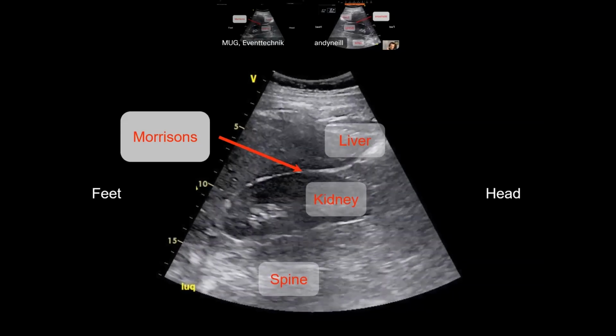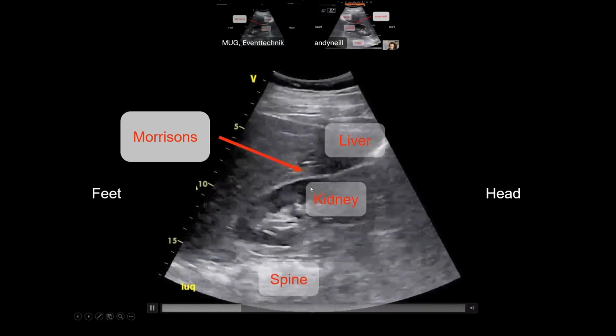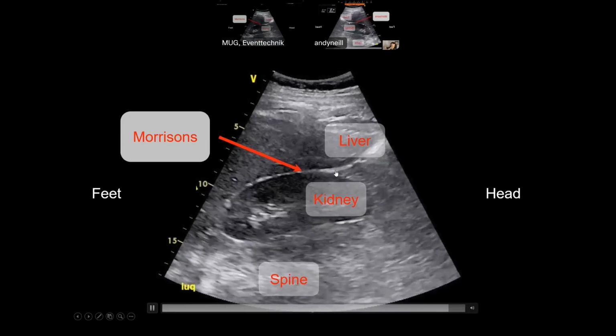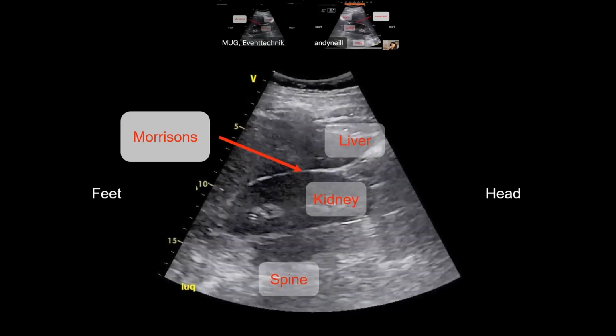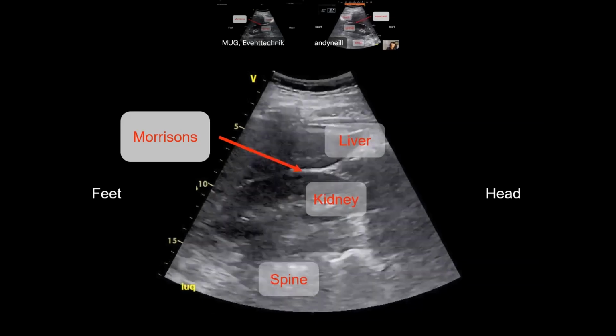Morrison's pouch is a bit of a potential space because here the peritoneum is reflected back on itself, and it looks like a white line because the two layers of peritoneum are touching each other. But there's nothing intrinsically holding them together, and if there's a lot of fluid in the abdomen, those will separate, and you'll see some black fluid in between.